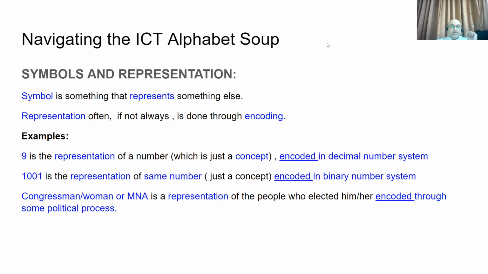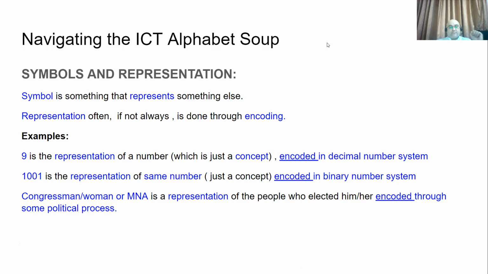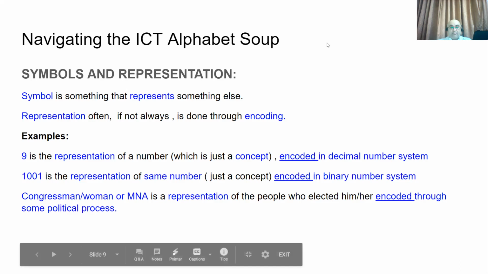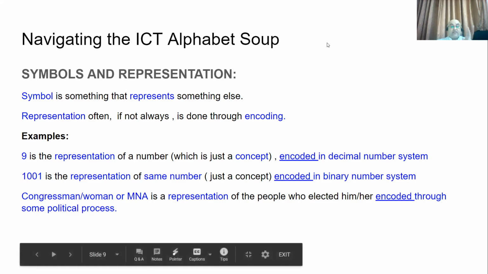All right. So let's take a non-technical example. Let's say in politics, let's say if it's US Congress or elsewhere in Pakistan or India, there is a member of National Assembly. Who are they really? They are a representation of the people who elected them, right? That is what we say.